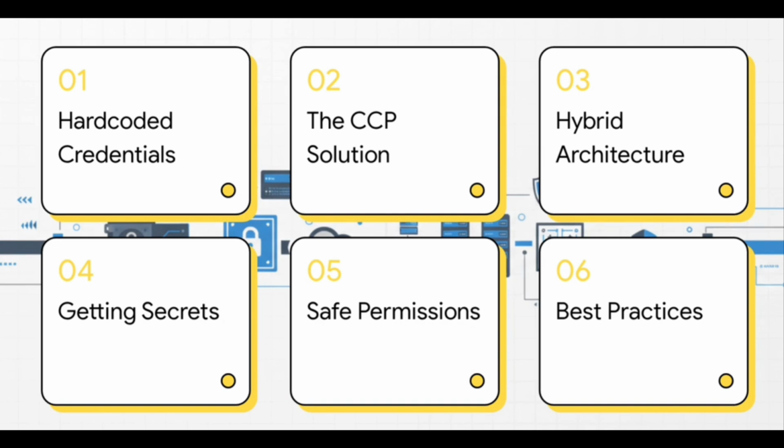So here's what we've got on tap. We're going to start with why hard-coding credentials is such a bad idea. Then we'll introduce the solution, the credential provider. After that, we'll really dig into the hybrid architecture, see how applications actually get their hands on secrets, and we'll even do a quick and dirty tutorial on safe permissions, which is a common stumbling block. We'll wrap it all up with the best practices you absolutely need to know to make your implementation rock solid.